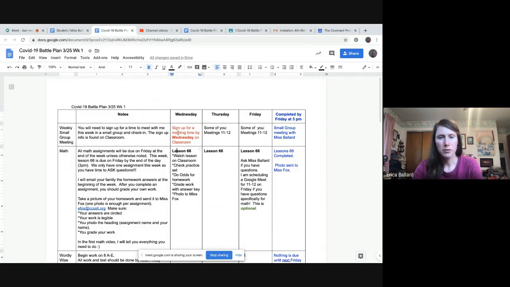So this says sign up for a meeting time by Wednesday on Classroom. So this is actually due on Wednesday. And you're going to sign up for a meeting on Wednesday for either Thursday or Friday. And then this column right here says what needs to be completed.